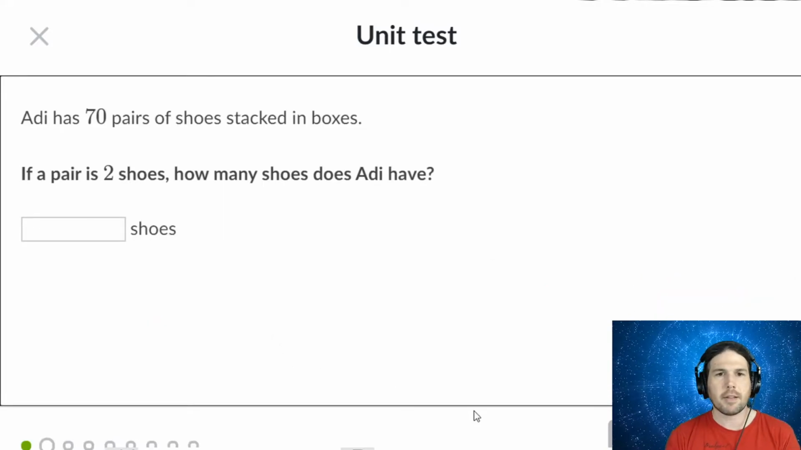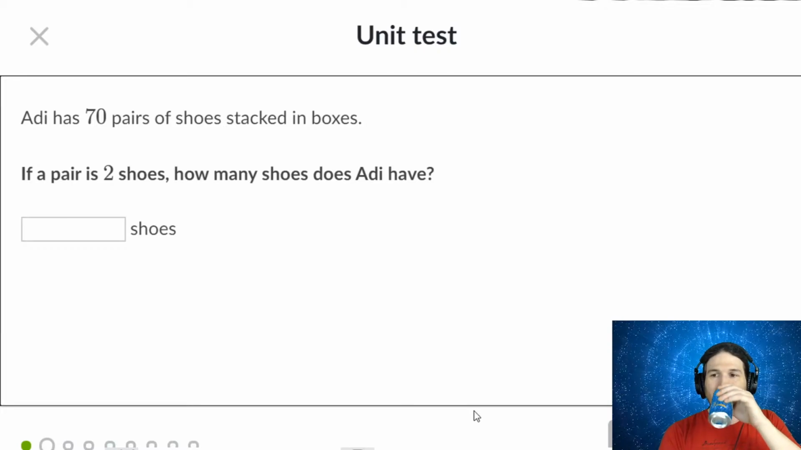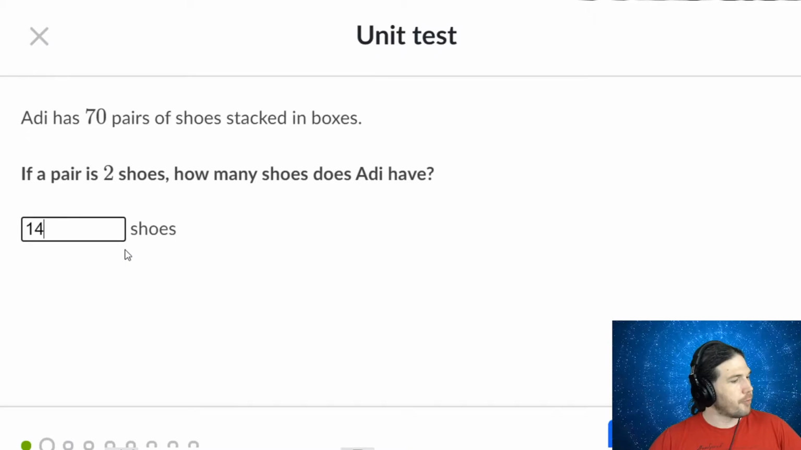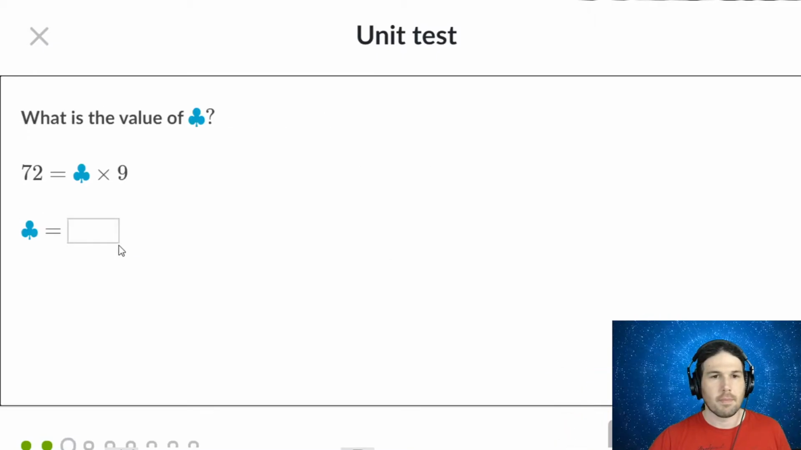Addie has 70 pairs of shoes stacked in boxes. If a pair is 2 shoes, how many shoes does Addie have? A lot. That's 140 shoes. I own, I think, 3 pairs.